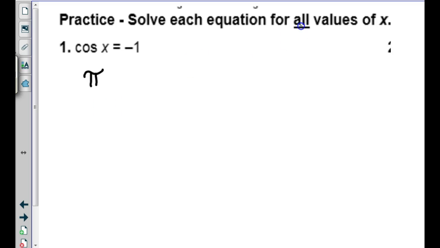Okay. It says all solutions. Am I done? Okay. Cosine repeats every 2 pi. So I'm going to need to say it repeats every 2 pi, because I could say 1 pi, 3 pi, negative 1 pi. All of those would have the same cosine value of negative 1.